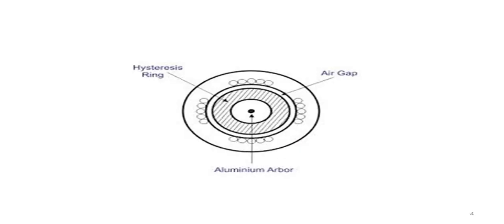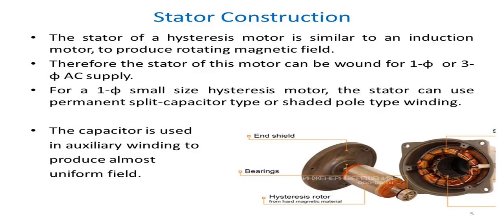This is one more pictorial view of the motor in which the air gap is shown, the aluminum rotor is shown, and the hysteresis rotor ring is shown, which is at the outside of the shaft. Stator main winding and auxiliary windings are also shown.